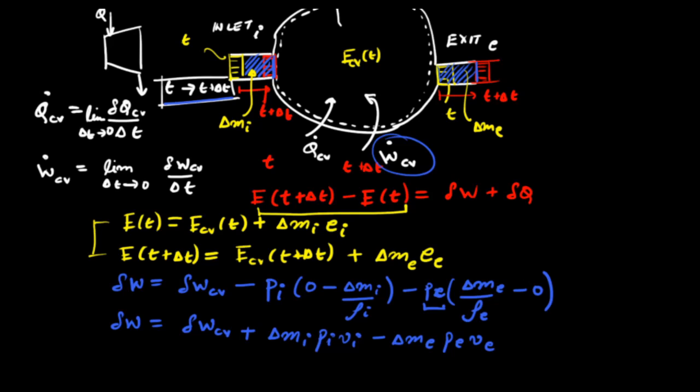Another thing to note is that in this particular derivation, we are not assuming the system to be in steady state. Therefore, over time t to t plus delta t, different amount of mass can enter the system and different amount of mass can leave the system. That means there could be mass accumulation or mass depletion within the control volume. Therefore, delta mi and delta me are different in this particular case. So this is the total work that is done, and we call these PV terms, pressure times specific volumes, the flow work.